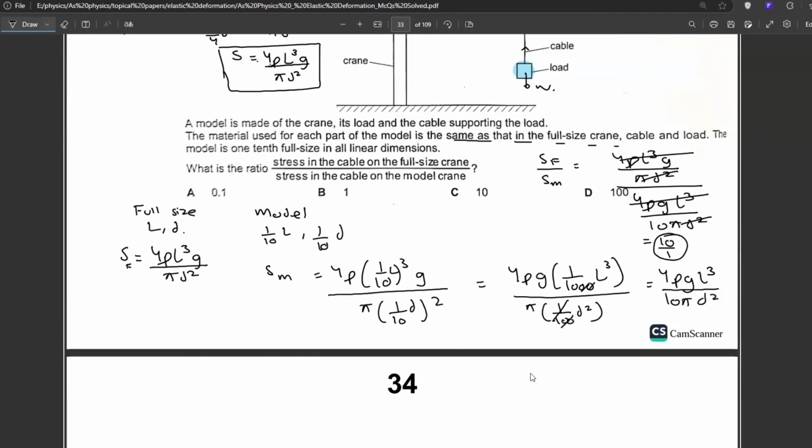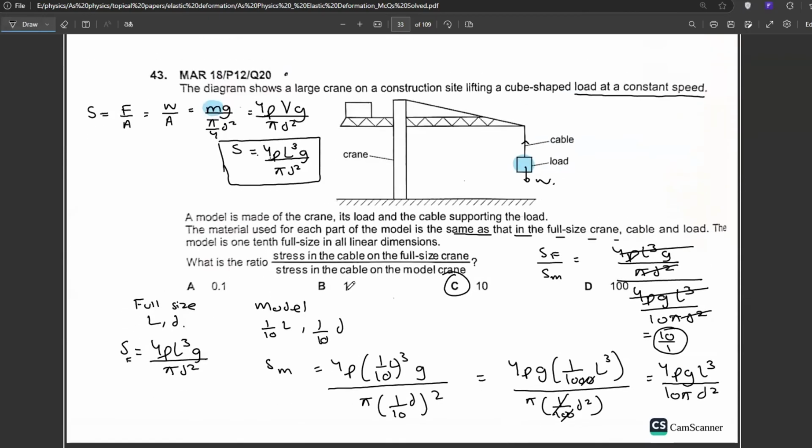This is your answer. C is your answer. I hope I am correct. Let me check in the marking scheme. The answer for 33 is C. Yes, I am correct. Perfect, perfect.